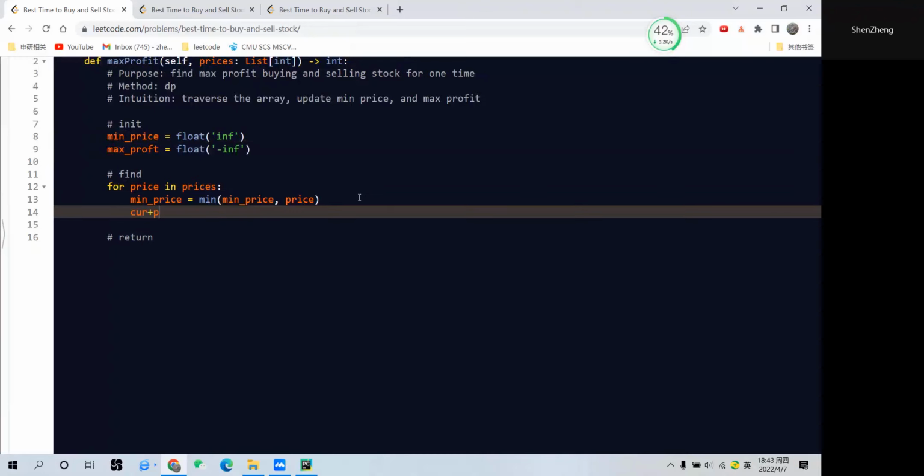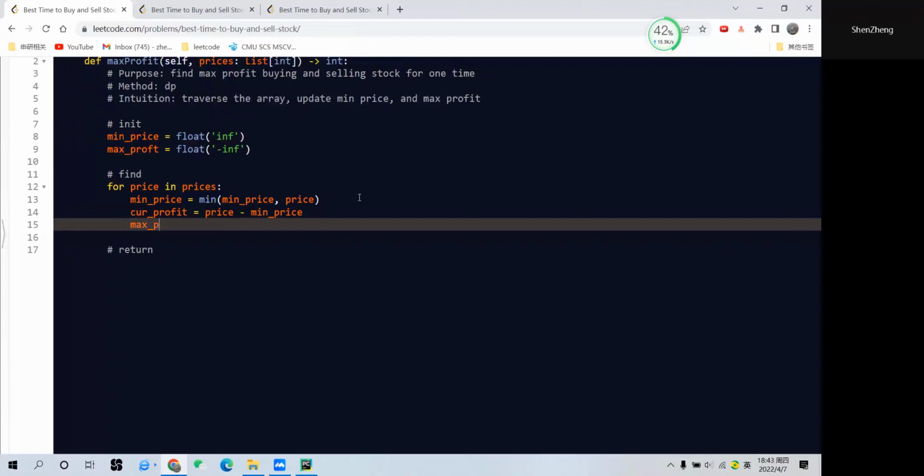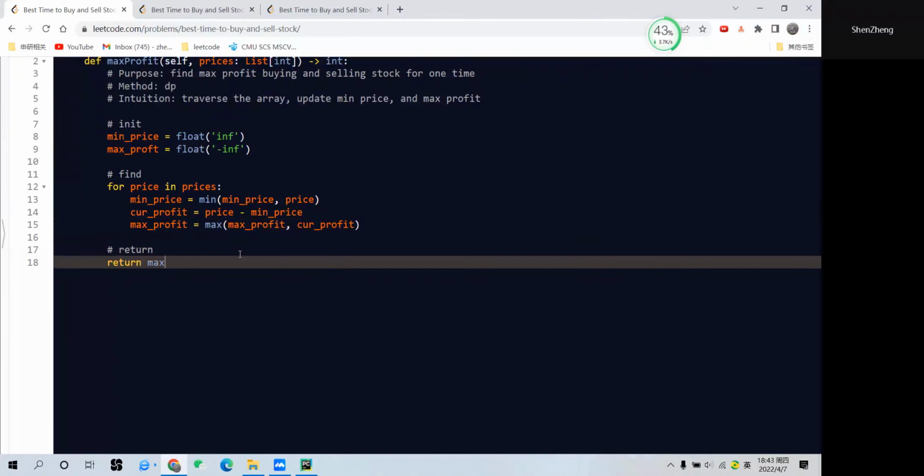And the current profit is just the price deducted by the minimum price. And the maximum profit is the maximum between the previous maximum profit and the current profit. Okay, and finally, return the most updated version of maximum profit.